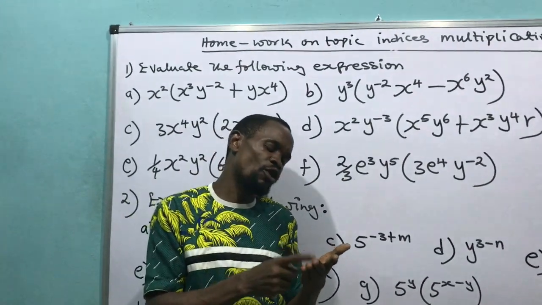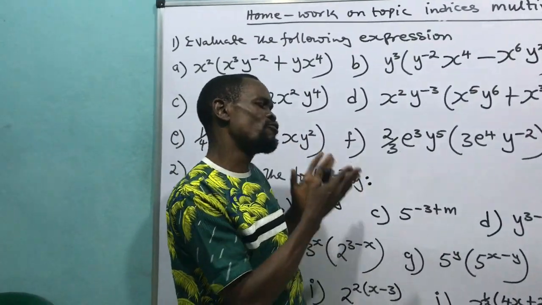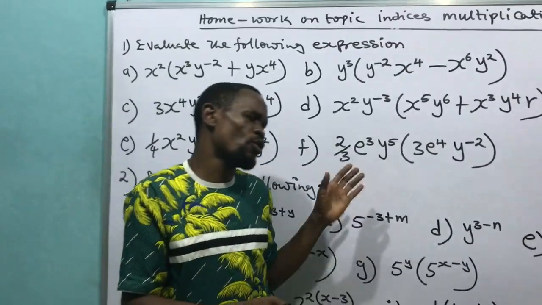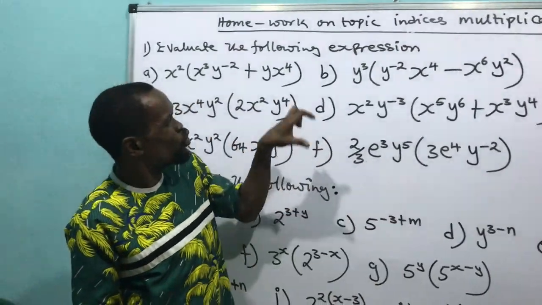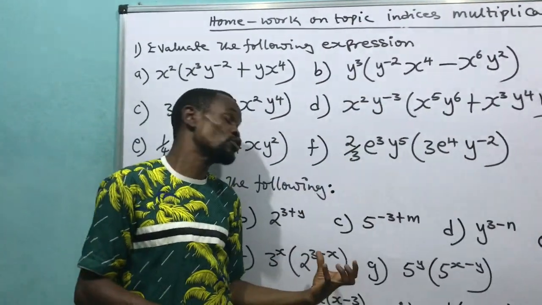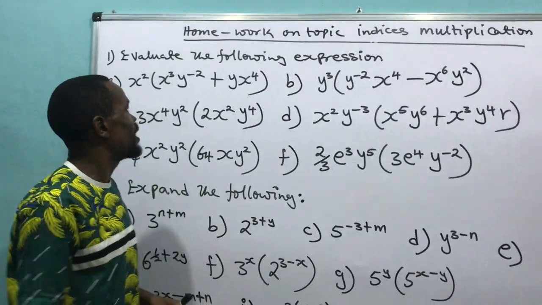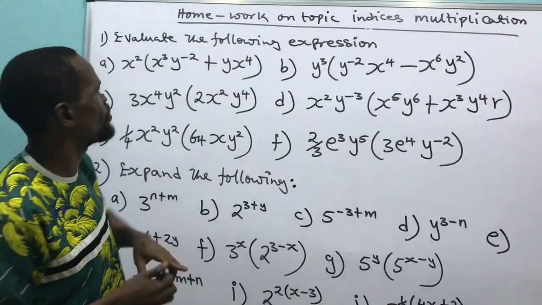So if you have not gone through lesson 1, you may not fully understand what the homework is all about. So you have to go through lesson 1, then get to lesson 2, then you tackle this homework, because this homework covers the 2 lessons. Then we say homework on the topic indices multiplication.